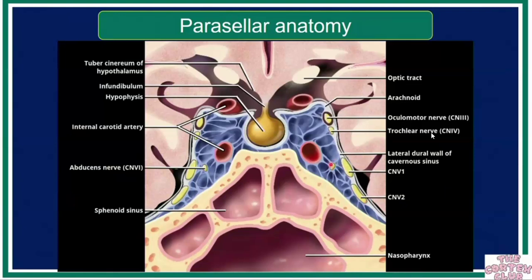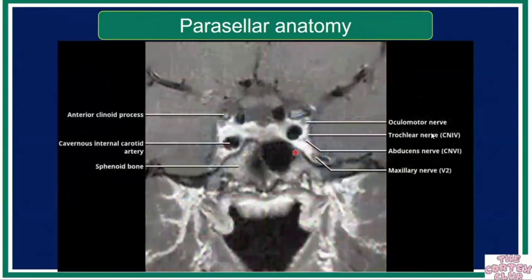We do see another nerve here within the substance of the cavernous sinus, which is the abducens nerve, or cranial nerve 6. Again, this is going towards the orbit to supply the extraocular muscles. And then within the substance of the cavernous sinus, we also see the internal carotid arteries. And this is what it looks like on imaging.